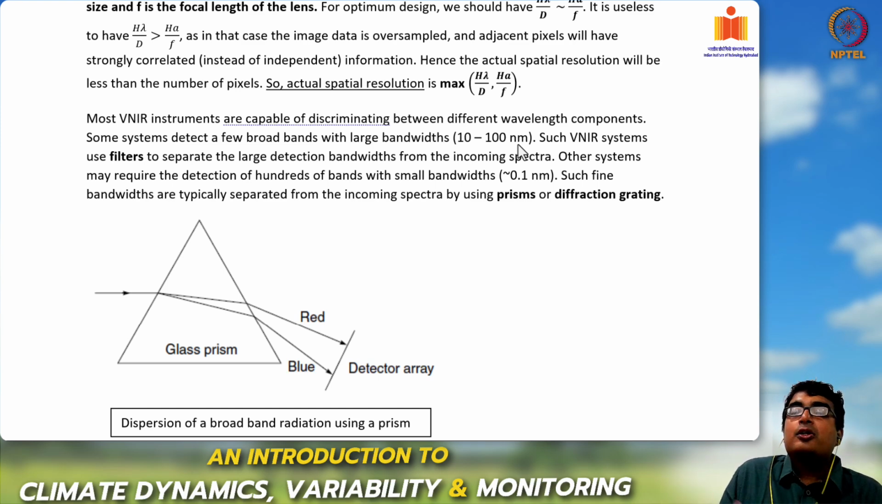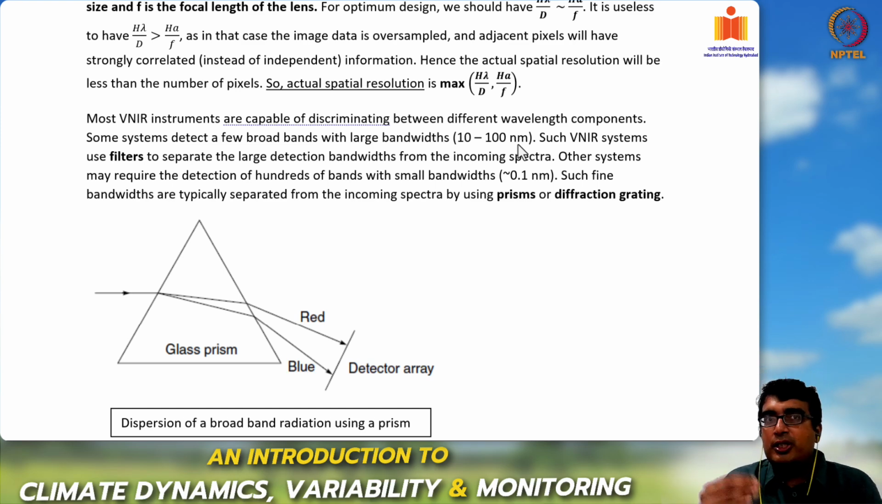Okay. So, for these large bandwidths where the delta lambda is more than 10 nanometers, we can use filters. So, we use filters to separate large detection bandwidths from the incoming spectrum. Okay. However, certain systems may need very small width bandwidths, less than 0.1 nanometers.